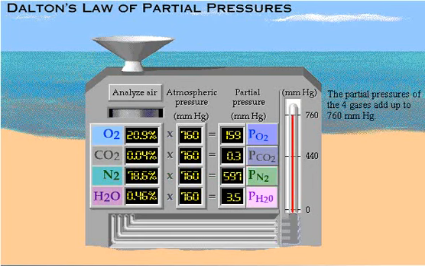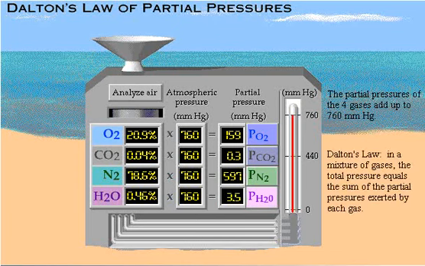Notice that the partial pressures of the four gases add up to 760 millimeters of mercury, the total atmospheric pressure. This demonstrates Dalton's law of partial pressures, which states that in a mixture of gases, the total pressure equals the sum of the partial pressures exerted by each gas. The partial pressure of each gas is directly proportional to its percentage in the total gas mixture.